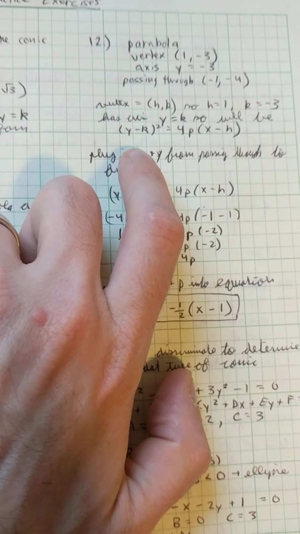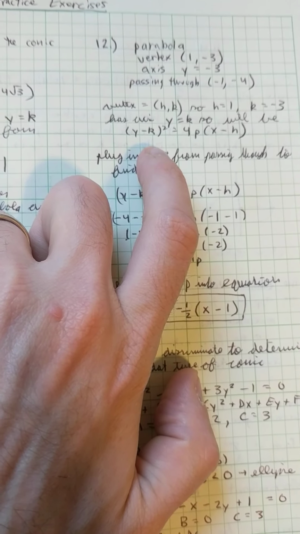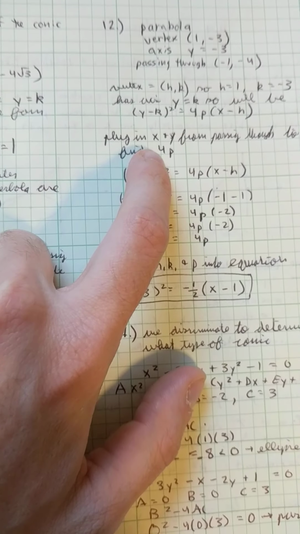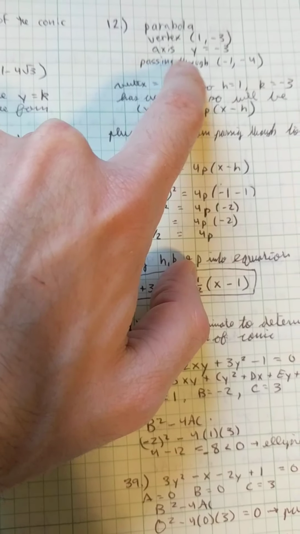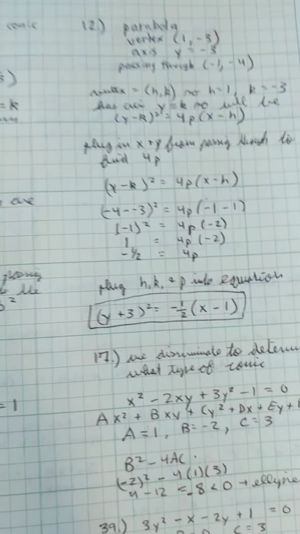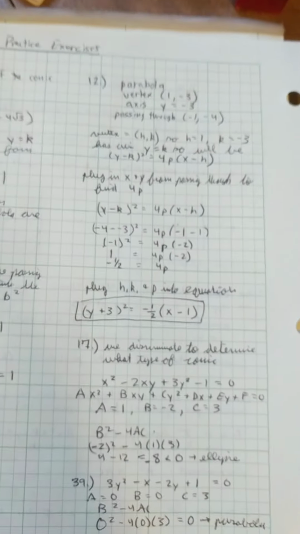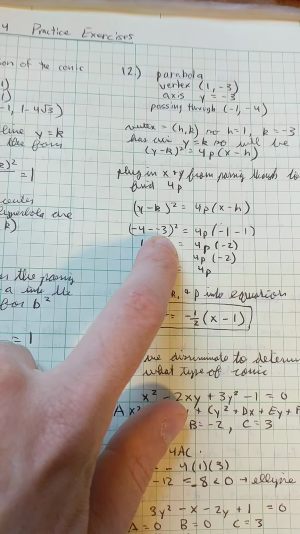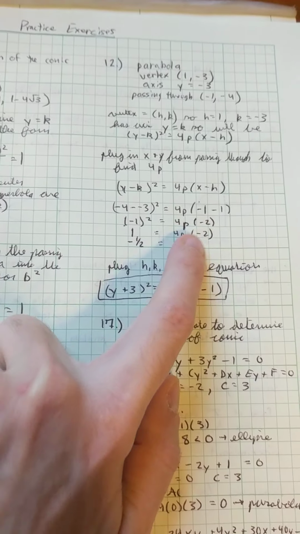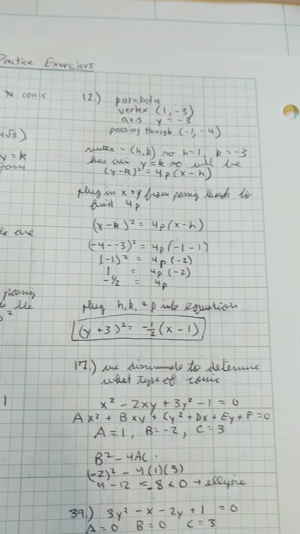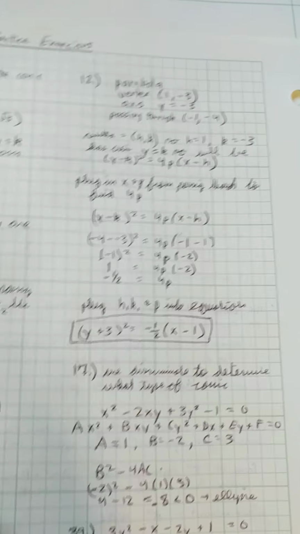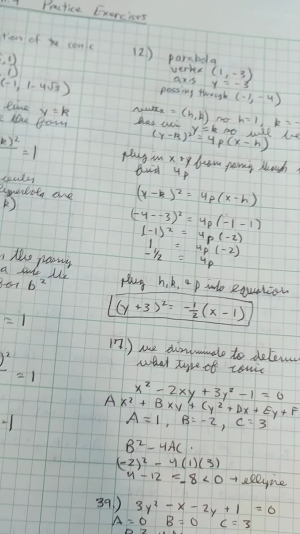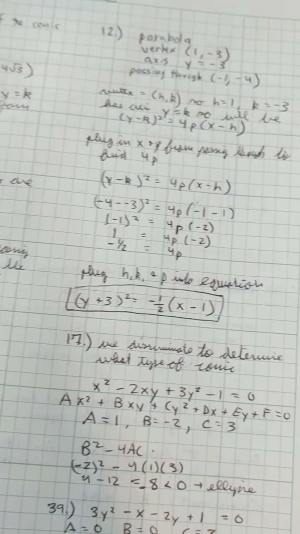So this will be of the form, the quantity (y minus k) squared is equal to 4p times the quantity (x minus h). Now we're just going to plug our x and our y from our point that we're given, the passing through, very much in the same way that we did for number 6. And we get (-4 minus -3) squared is equal to 4p times (-1 minus 1). We just simplify this and we get 4p is equal to -1/2. Then we plug our h, k, and p in, and we're done with the problem.